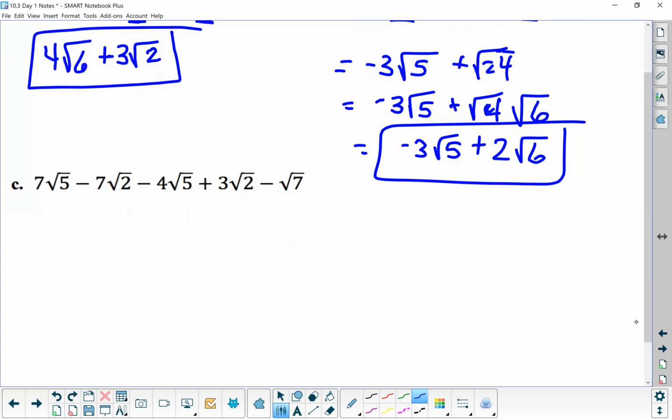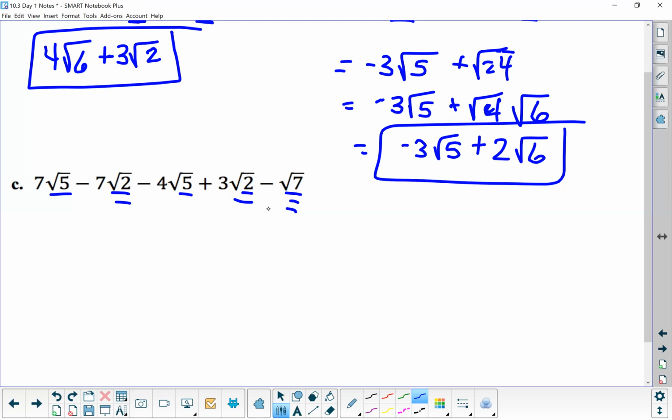Letter C, we have a whole bunch of terms, so we're going to take them one at a time. Usually, although in the first example we didn't do it this way, we want to write these things with the radicands in increasing order. So we have a square root 5, a square root 2, square root 5, a square root 2, and a square root 7. So we have 3 different radicands.